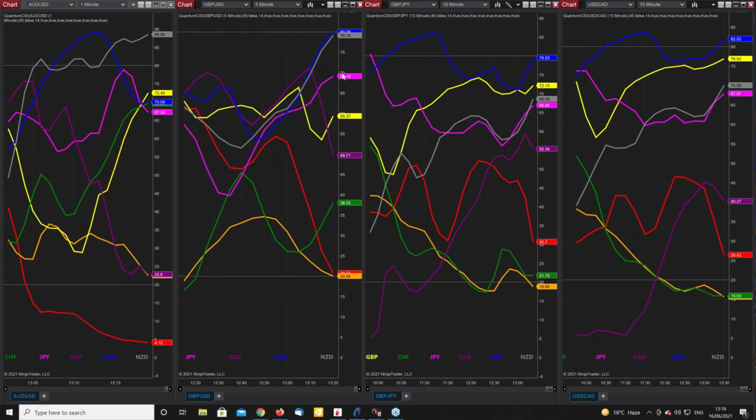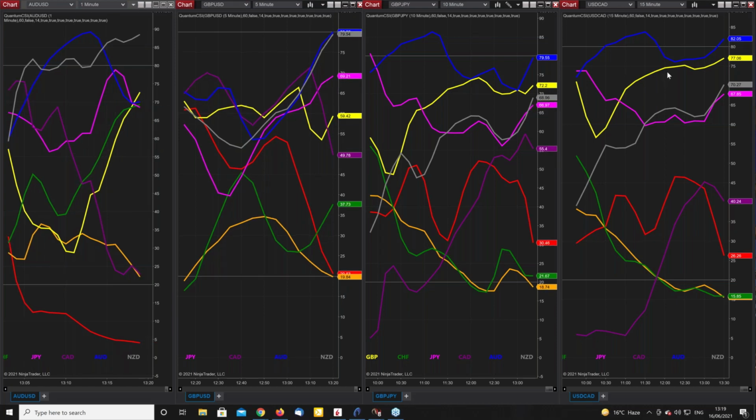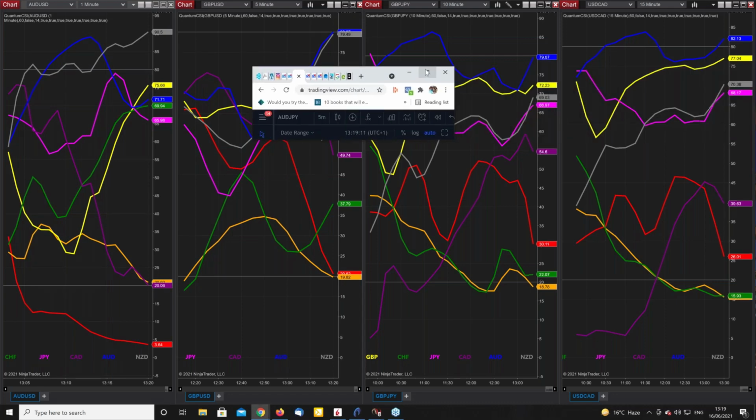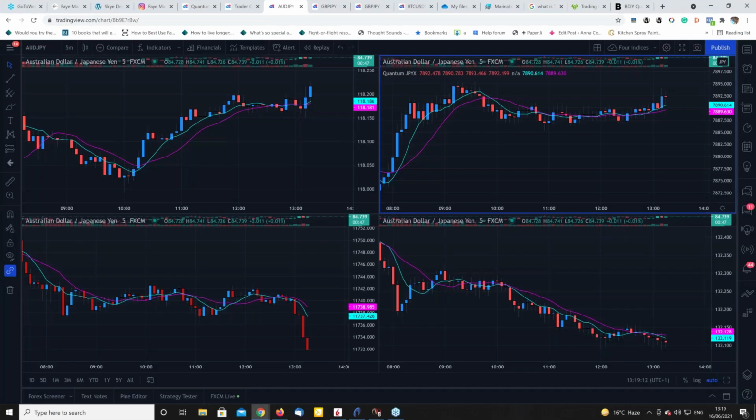I've got the multiple CSIs up here: 1 minute, 5 minute, 10 minute, and 15 minute. There has been some decent buying on pound, not so much pound yen, but it is very much starting to move against the US dollar and also the Aussie up here, the blue line. If I pull over to TradingView and pop that up full size, it gives us a flavor of sentiment of which currency pairs are moving.